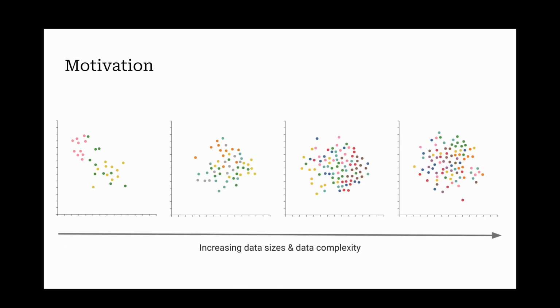However, as datasets increase in size and complexity, the efficacy of these channels may vary. In other words, when the number of categories increases, people's abilities to analyze patterns across categories may degrade.